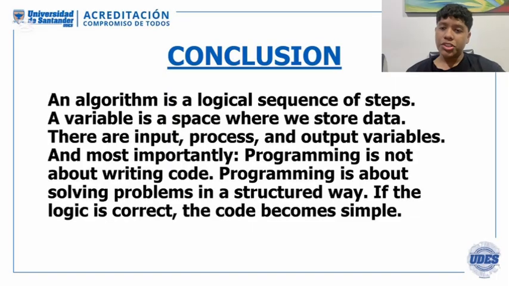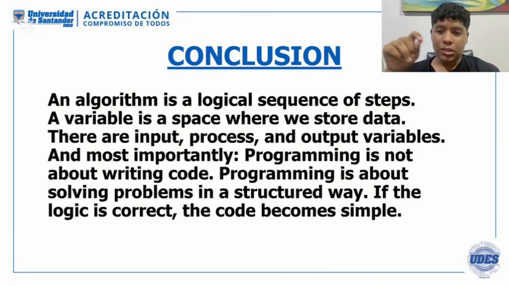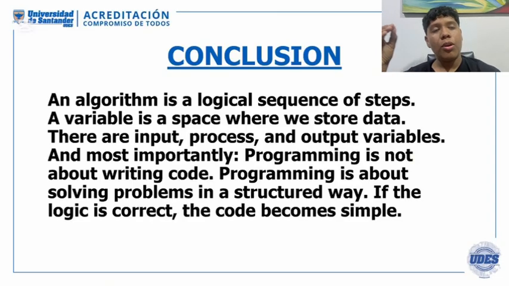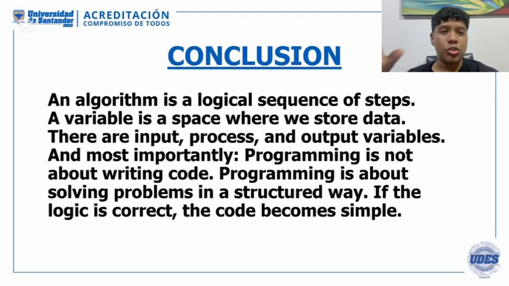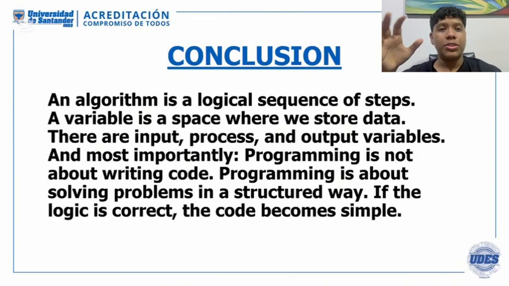Well, in conclusion, an algorithm is a logical sequence of steps. A variable is a space where we store data. There are input, process and output variables. And most importantly, programming is not about memorizing code. Programming is about solving problems in a structured way. If the logic is correct, the code becomes simple.